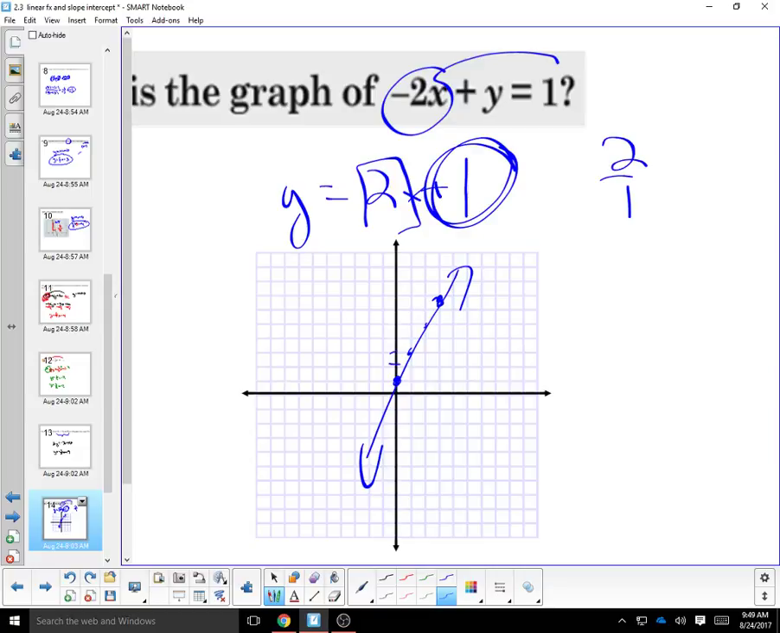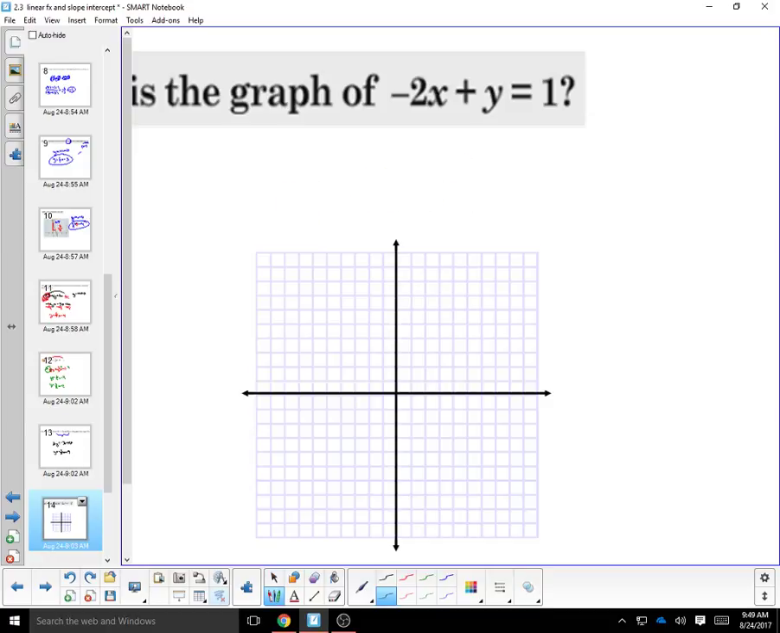Check it out. It was negative 2x, so I moved it over. That makes it positive. Y is 2x plus 1 now. That is all I need. Y-intercept, go to the y. That's where I start. I'm done with this. That's all I need from it.